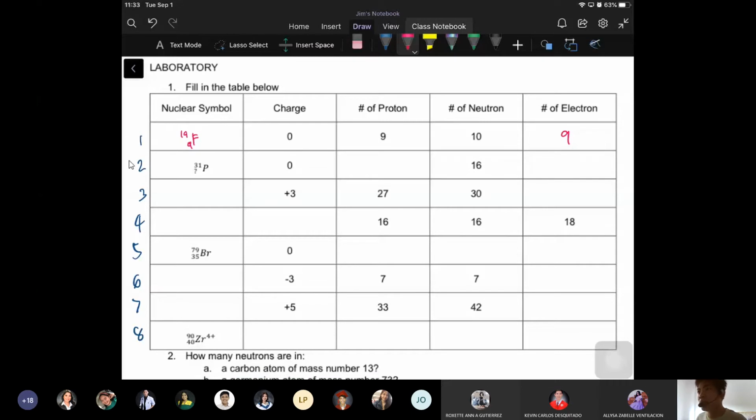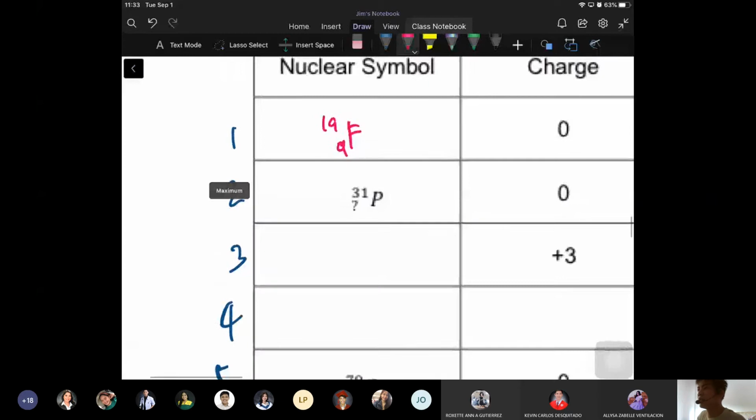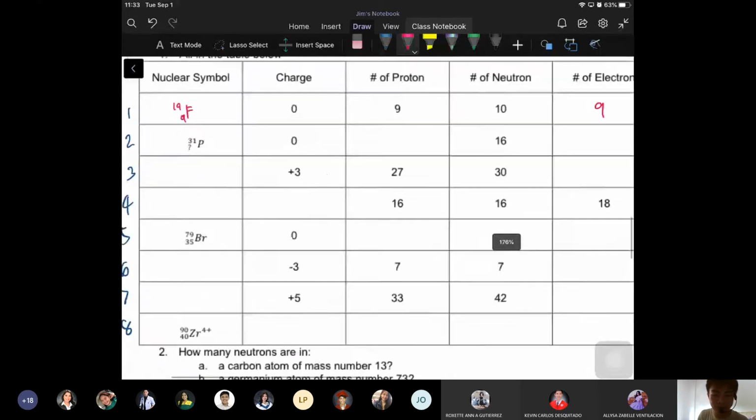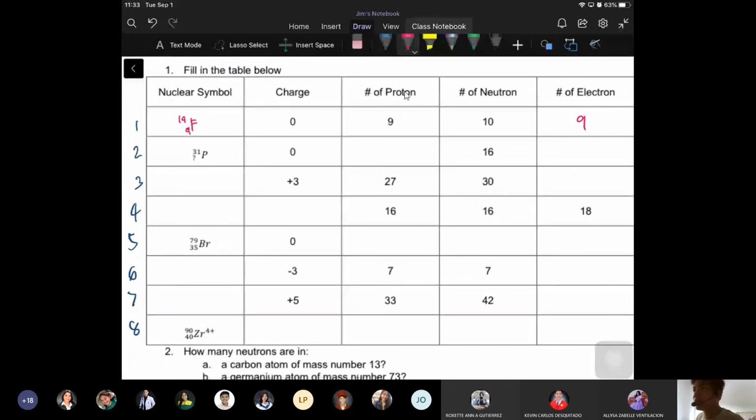Okay, so I'll answer the second row. Sige, tas kayo na bahala sa iba. So for the second row, I have a question mark here for your atomic number. Ayan, question mark. So di ko alam daw. But you are given the atomic symbol.